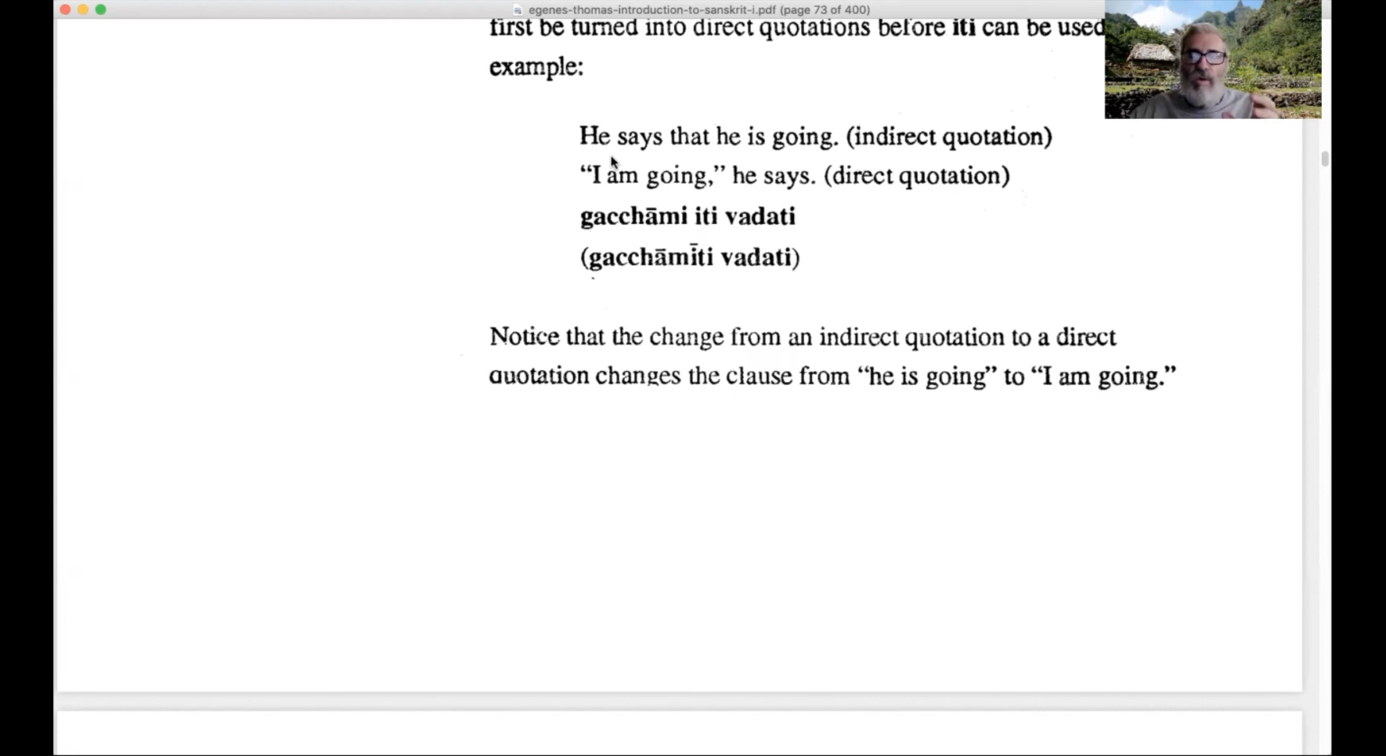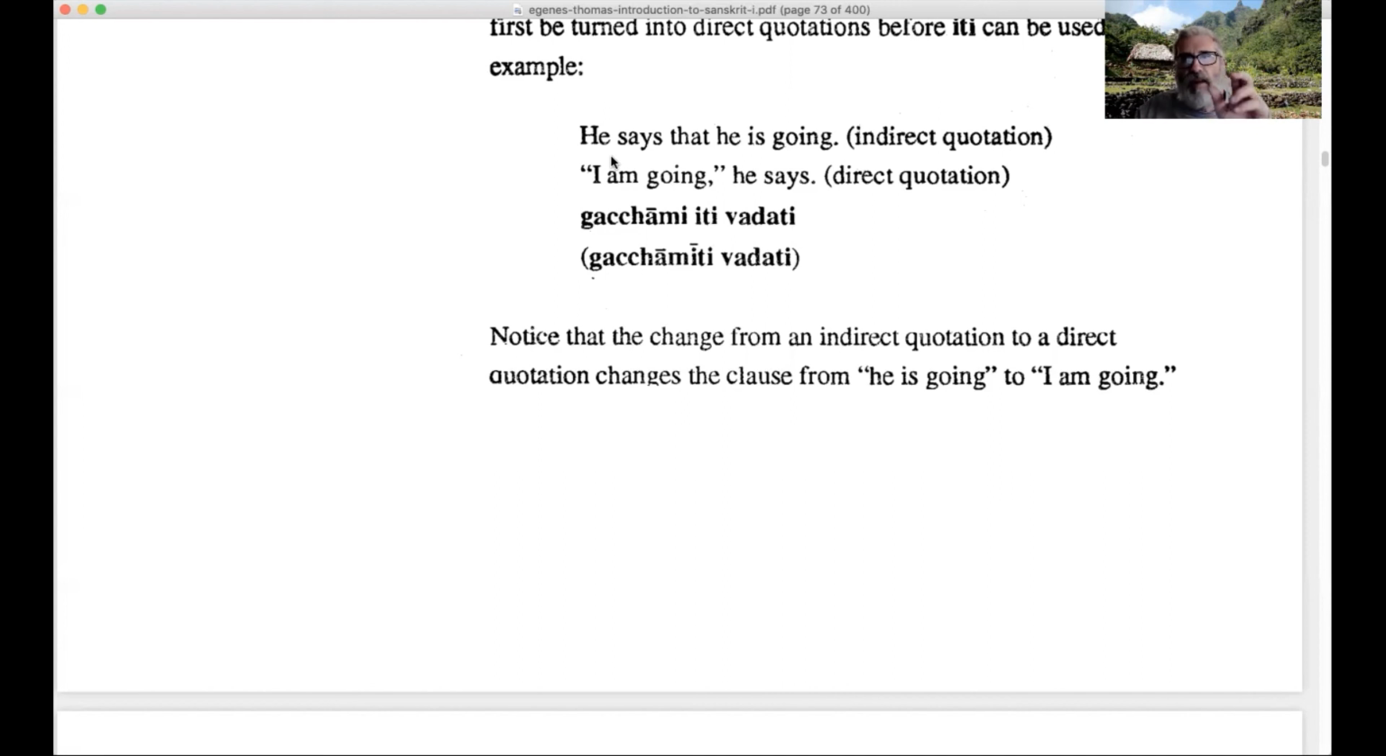Right? So people get confused when they look at this first indirect quotation, and they think going, the verb to go, has to be in the third person singular. No. If it's direct speech, it has to be in the first person singular. Right? Because the person, he, is saying that himself. If I'm leaving the room, I don't say he is going. I say I am going. So it has to be changed. So that's what he's saying.